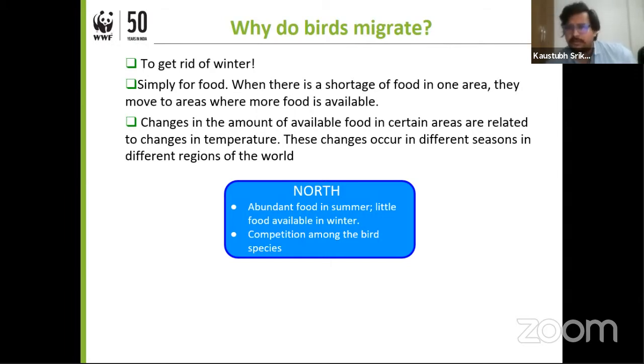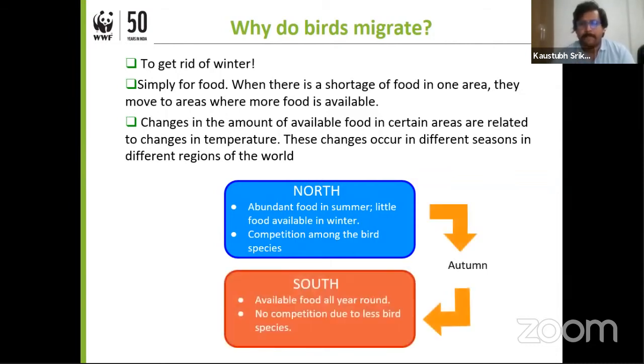And also it mainly depends upon the competition within the species, or it can be intraspecific or it can be interspecific. And now in the southern parts of the world, food is mainly available throughout the year, but it's mainly the competition that arises that then lets the bird decide whether it's going to be suitable for migration or not.